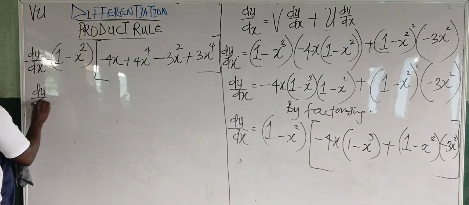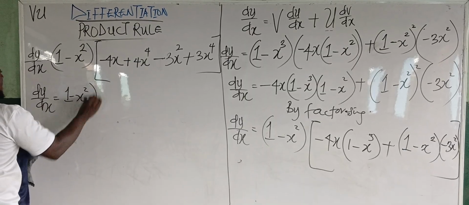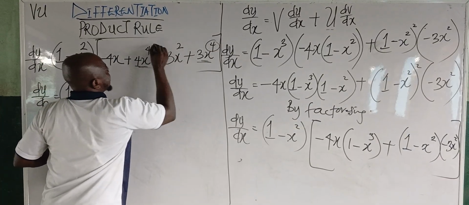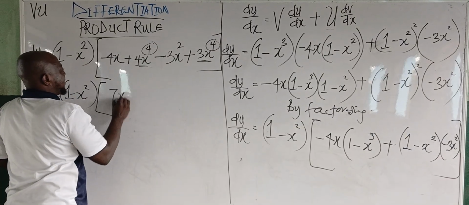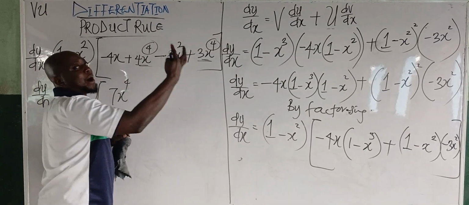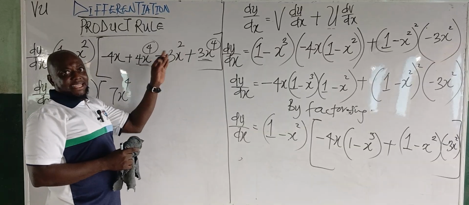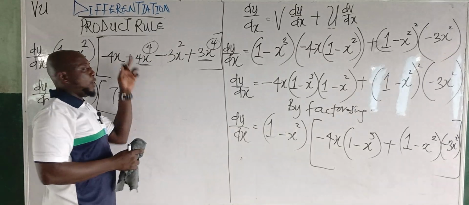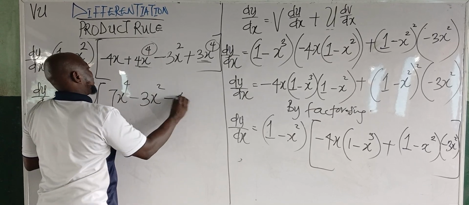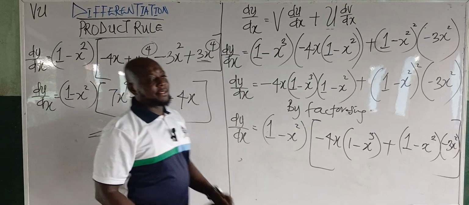Now we'll have that dy/dx here will give us 1 minus x squared here, then into bracket. Observe, this one and this one are having the same powers, so add the powers up. I'm having this value first. Then I'm taking the powers in descending order from 4. I don't have power 3 here, so I'll take power 2, then power 1. So I will have minus 3x squared, then minus 4x here. So this is how this is solved.